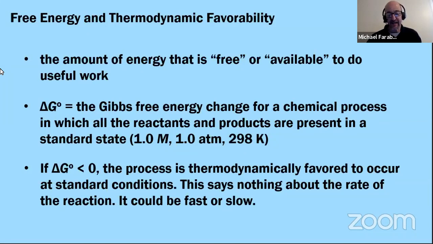Now, this is not kinetics. This is thermodynamics. So whether it's favored or not says nothing about the rate of the reaction. It could be fast or it could be slow, but if the delta G is negative, this is where I talked about that word spontaneous before. We tend to avoid the word spontaneous because some people have the connotation that spontaneous means fast. And so we're not talking about the rate. So thermodynamically favored just means it's going to happen, whether that takes 5 seconds or a year.